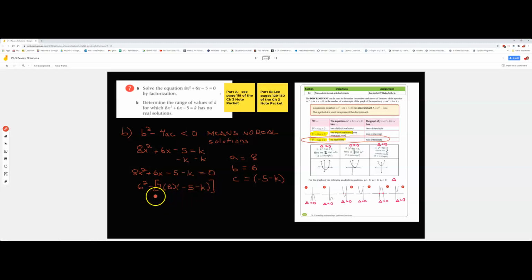All right, so inside of here I'm going to get 32 times C, and then that's going to give me 32 times 5, 160 negative, minus 32 times k, 32k.